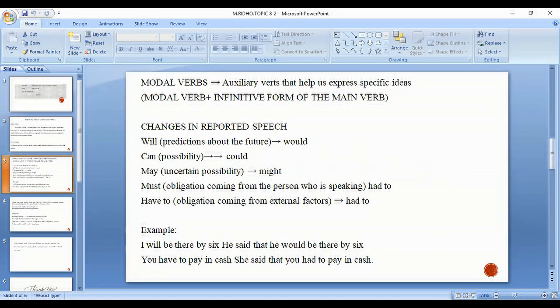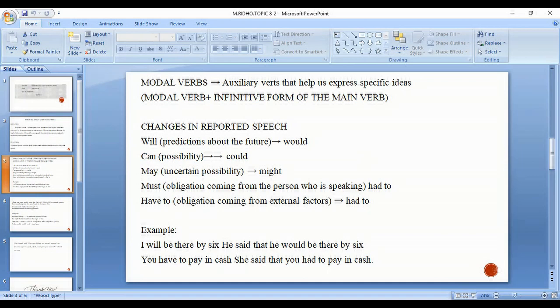Modal verbs are auxiliary verbs that help us express specific ideas. Modal verb plus infinitive form of the main verb.